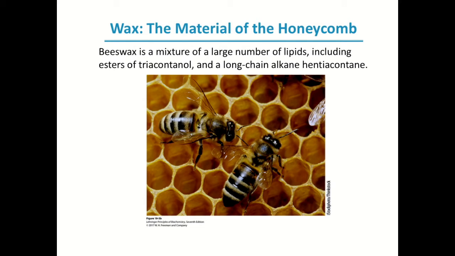Beeswax is a great example of a wax. It's a mixture of a large number of lipids, including esters of triacontanol and a long-chain alkane, hentriacontane. A honeycomb like that shown here is constructed of beeswax, and it's firm at 25 degrees Celsius and completely impervious to water. And the term wax originates in the Old English wax, meaning the material of the honeycomb.